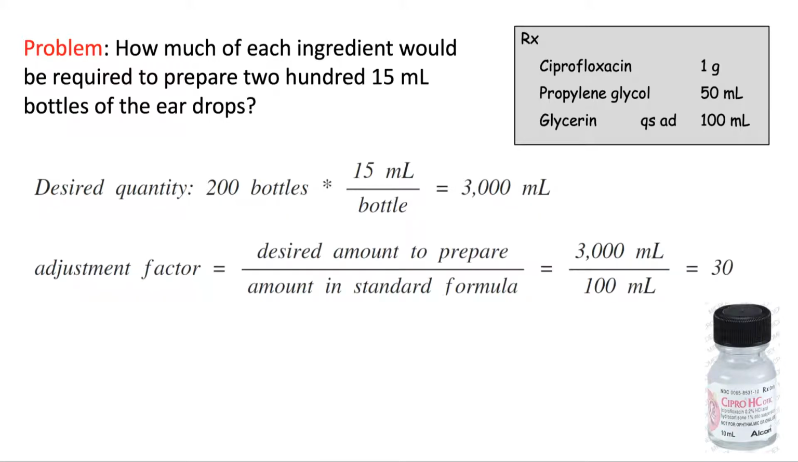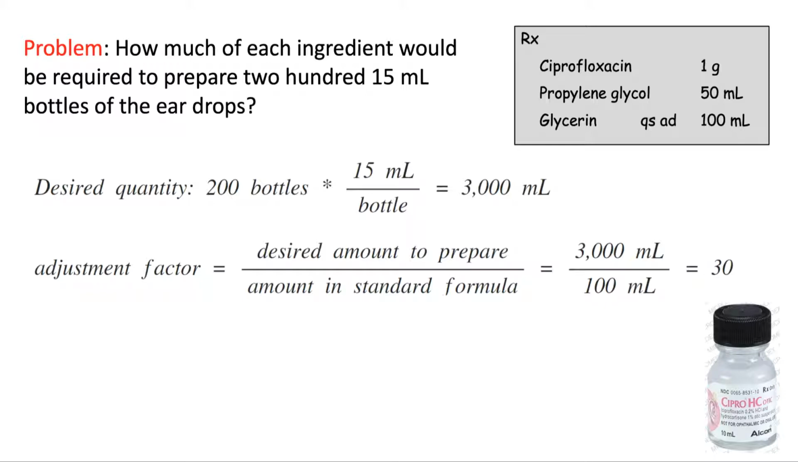To adjust any of these recipes, you need to calculate an adjustment factor. And this is what's really important to remember. The adjustment factor will be equal to the desired amount that you want to prepare. How much do you want to make? And then divide that by the standard amount in the formula. Okay, so it's the amount you want divided by the amount that's specified in the formula.